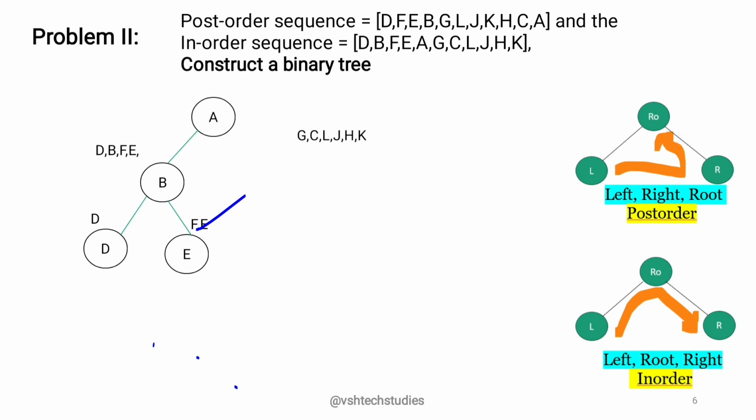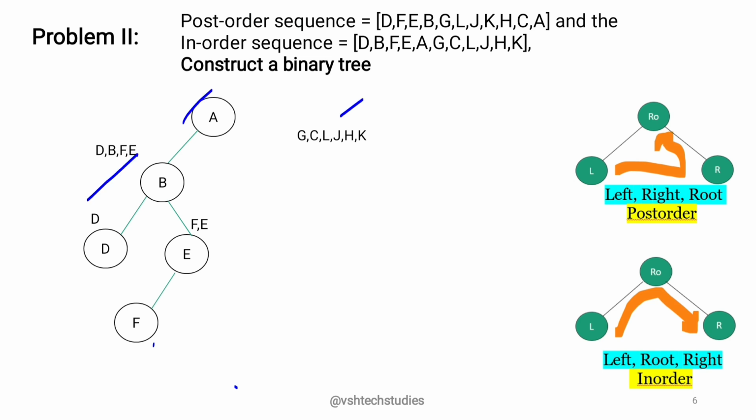If E is the root, F is remaining. Is it the right child or left child of E? For that observe the in-order sequence. There, locate E. On the left side we have F. Hence F comes on the left side of E. It will be the left child of E. So the F node is taken and made the left child of E. Now we have constructed the left subtree of A.